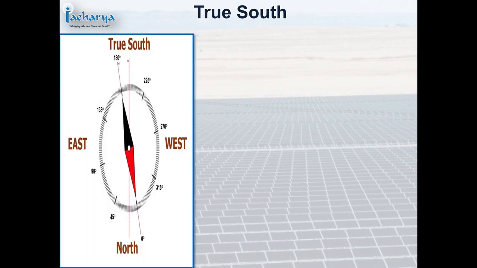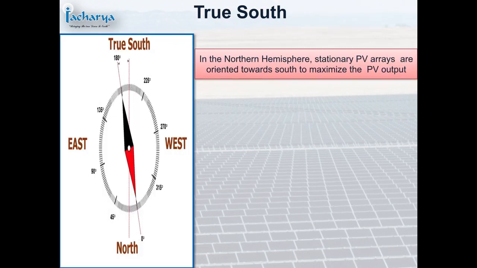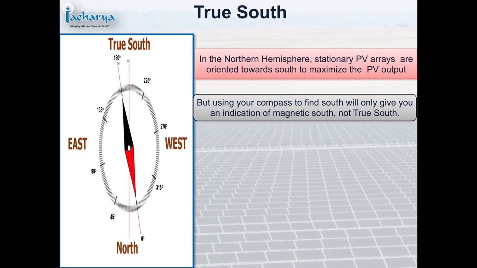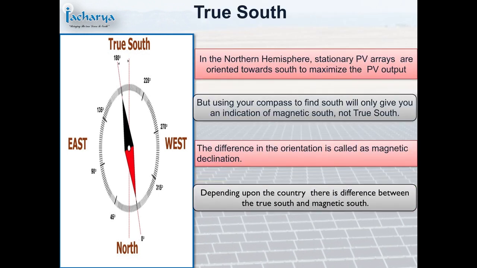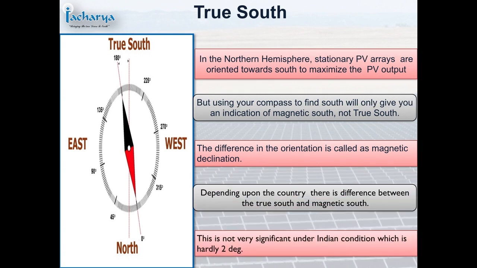True south. In the northern hemisphere, stationary PV arrays are oriented towards south to maximize the PV output. But using your compass to find south will only give you an indication of magnetic south, not true south. The difference in the orientation is called magnetic declination. Depending upon the country, there is a difference between the true south and magnetic south. This is not very significant under Indian conditions, which is hardly 2 degrees.